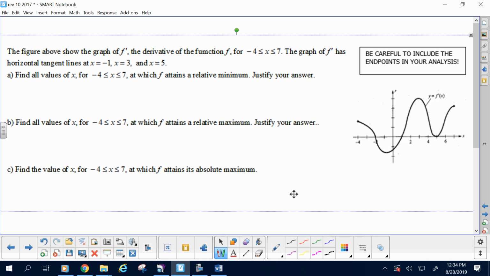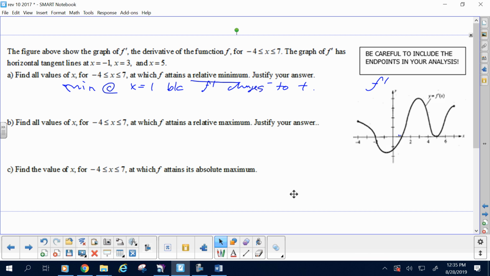Now, the gotcha to this is not the interiors, which you all killed, okay? If it says relative mins and this is f prime, then you need to find where f prime goes negative to positive. I think you'll agree that that's at 1. So most of you said there's a min at x equals 1 because f prime changes negative to positive, and that was great. I do not want you to change anything about that. What I want you to understand is this is a very different problem if they include the endpoints, because endpoints can be extrema if they include them.